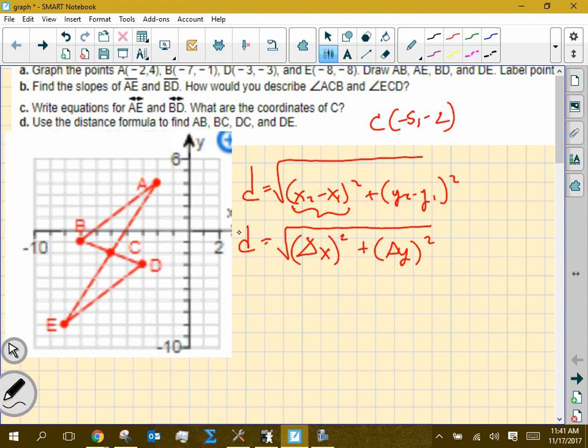So let's find the distance of AB. AB is going to use A, which was -2, 4, and B, which is -7, -1. So I subtract the x's. -2 minus -7 is what? Sorry, +5, right? Does it matter whether it's positive or negative though? No. Square that, you get 25. And now I'm going to go 4 minus -1. 4 minus -1 is 5. Square that, you get 25.